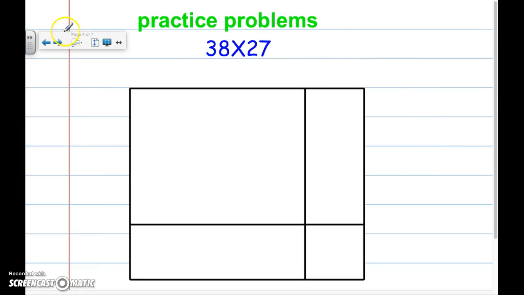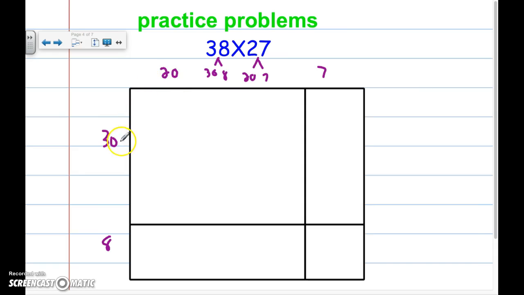Let's talk about partial products, okay? So we've done this a little bit, but now we have 2-digit by 2-digit. So I'm going to break down 38 into 30 and 8. I'm going to break down 27 into 20 and 7. So over here, I'm going to write 30 and 8. Up here, I'm going to write 20 and 7 because I broke those numbers down.